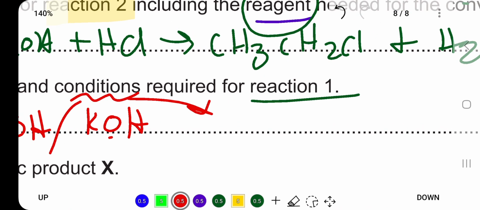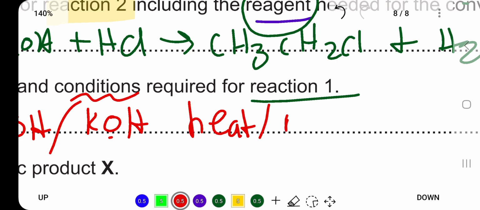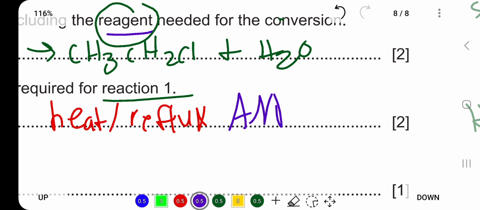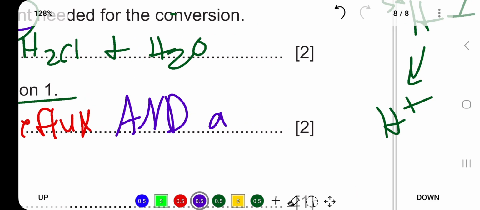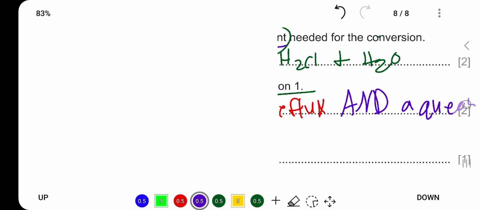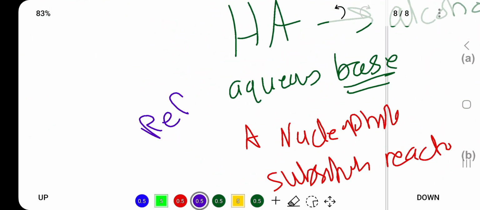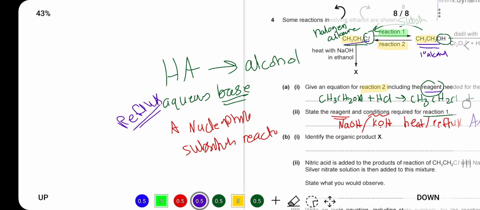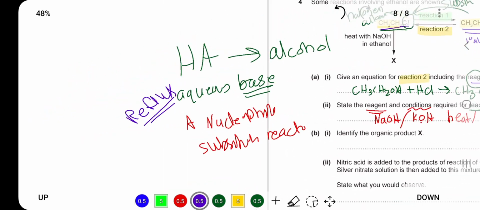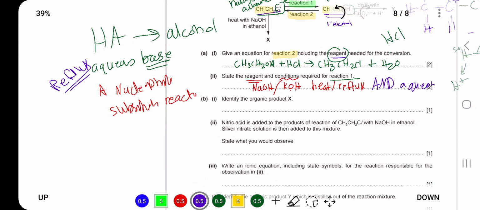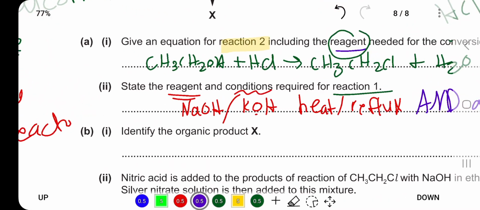Conditions, you can use, I'd say, heat or warm, or reflux, and in aqueous solution. So you add to this that it is in reflux. Alright, there's also another one when a halogenoalkane goes into an alkene. It is an alcoholic base, which is an elimination reaction, with reflux.